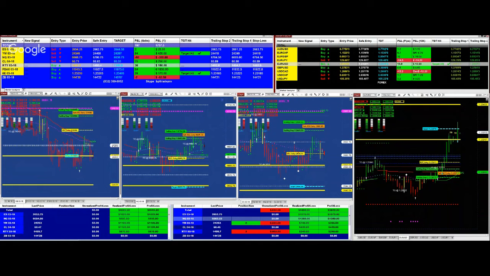And now if you notice on the euro dollar, we hit the target right in front of you. And this target took what, a couple of minutes to hit. This is very fine. And we wish you the best.